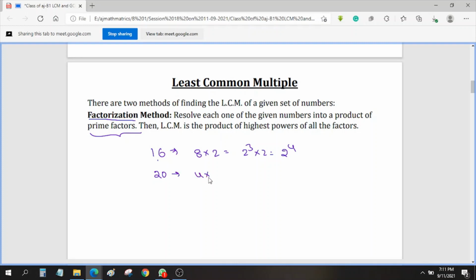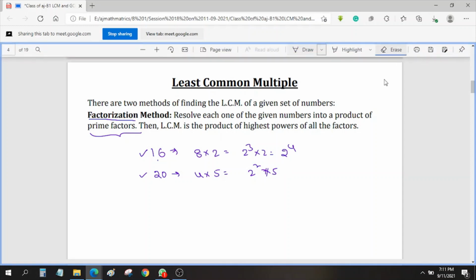20 we can write as 4 into 5, and 4 we can write as 2 square into 5. So this is the prime factorization form. The prime factorization form of 16 is 2 power 4, and the prime factorization form of 20 is 2 square into 5.